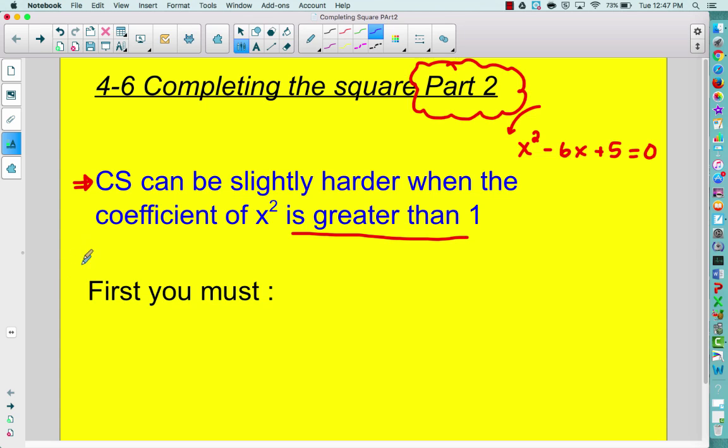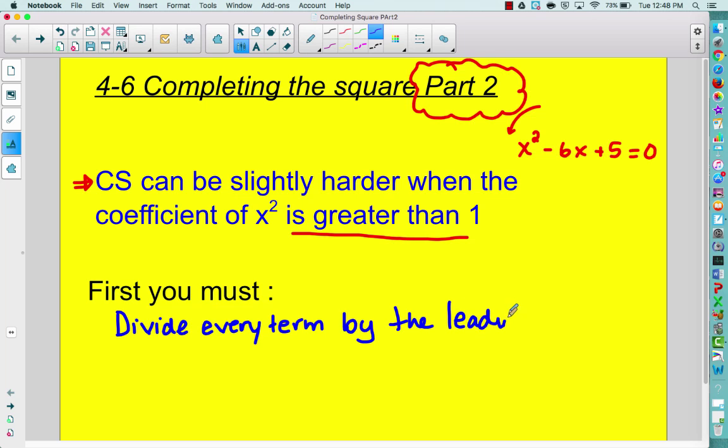So the first thing that you're going to have to do if you want to complete the square is you must divide, and there's fill in the blanks for you, you must divide every term by the leading coefficient. Every term must be divided by the leading coefficient. That is going to ensure that x squared has that 1 in front of it, okay? So divide every term by the leading coefficient. All right, so let me show you.